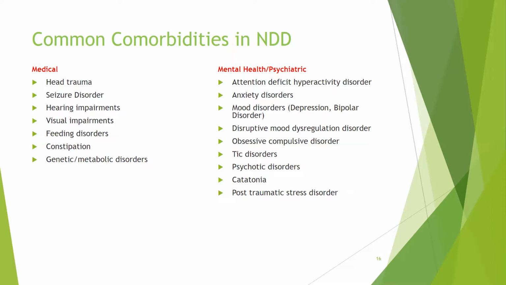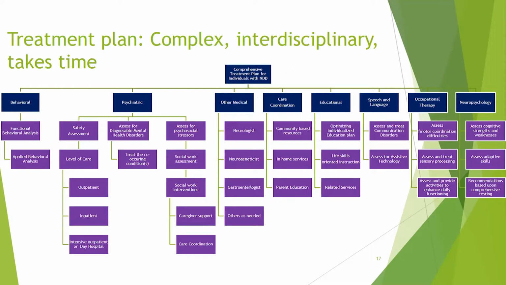70% of children with autism spectrum disorder have been found to have at least one comorbid psychiatric disorder. The two most common conditions are ADHD and anxiety disorder. So that leads to formulation of a treatment plan. A comprehensive treatment plan for a child with neurodevelopmental disorders may involve several professionals.